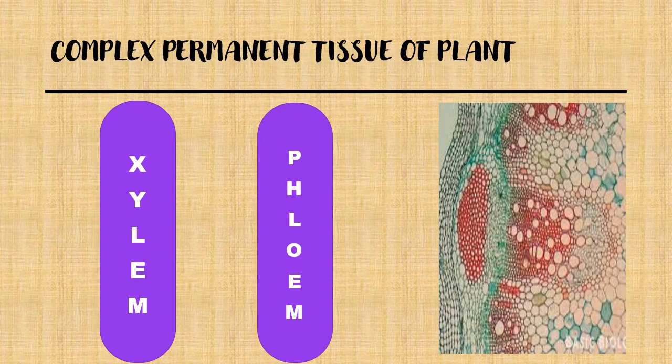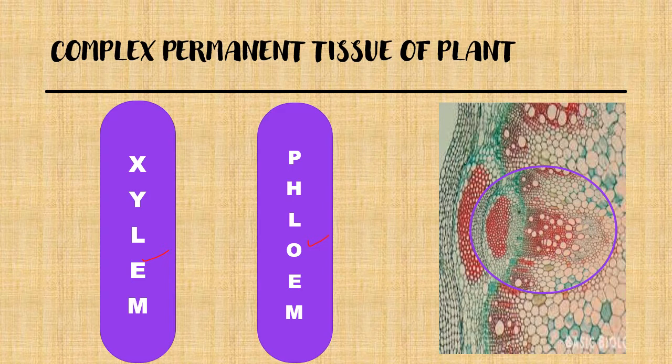Complex permanent tissue of plant. Complex tissues are made up of different kinds of cells. Different kinds of cells work together as a unit to do a particular function. In plants, xylem and phloem constitute the complex permanent tissue. Let us look at its structure in detail.